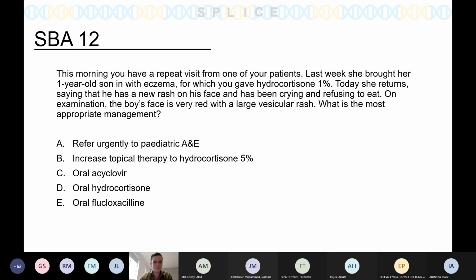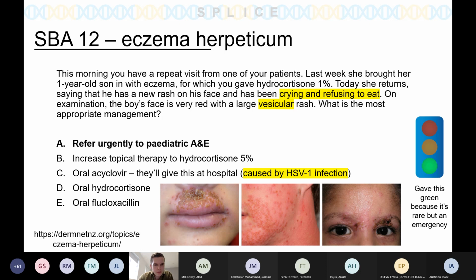We've got another SBA. You guys have generally been managing quite well with my naughty questions, so let's see how you do with this one. Okay, Isaac, if you want to close the poll, we'll see what everyone's put. By the way, if we're not giving you enough time to do the SBA, someone put in the chat and I'll slow down. Most of you have gone referred to pediatric A&E.